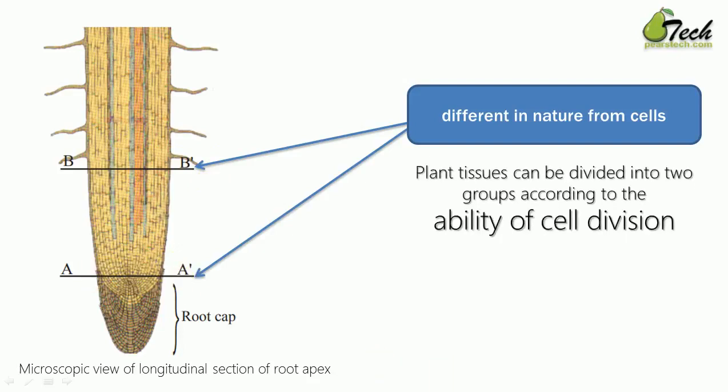Now the plant tissues can be divided into two groups according to the ability of cell division. Number one is meristematic tissues. Number two, permanent tissues. Meristematic tissue you can find in this section of A, and the permanent tissue you can find in the section of B. This is the permanent tissues area and this is the meristematic tissues area.